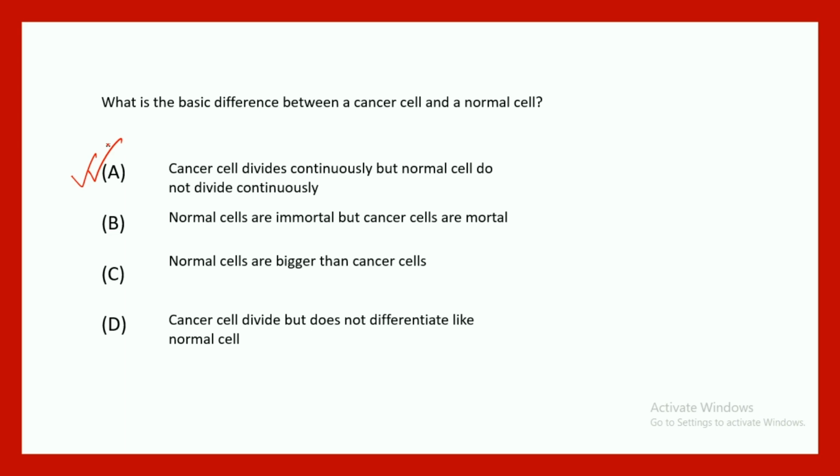So normal cells are immortal, but cancer cells are mortal, which is totally false. It's just the other way around. Normal cells are bigger than the cancer cells. It's also the other way around. And cancer cells can divide, but do not differentiate like normal cells. This is not true. So all of these things are not true. Option A is correct.